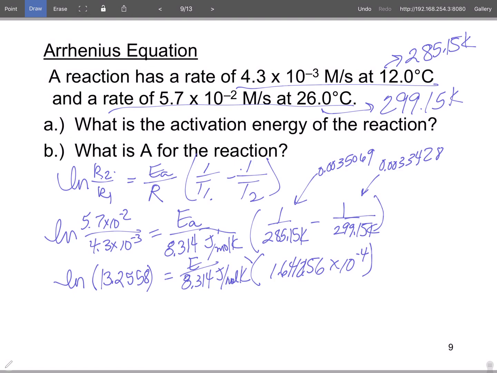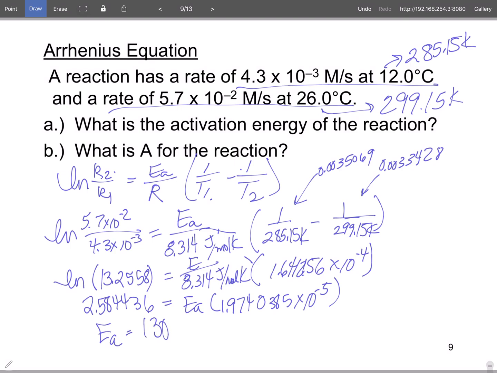So if we take the natural log here, we get 2.58446 is equal to E sub A times 1.9740385 times 10 to the minus 5th. So E sub A is going to be equal to 130921.26433. And this is joules.